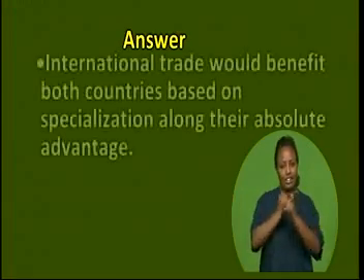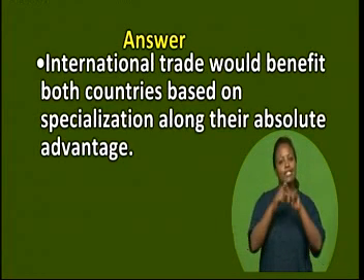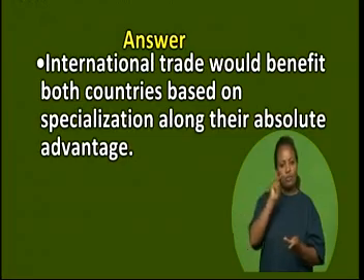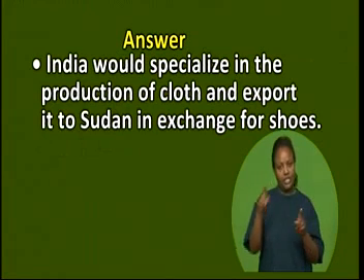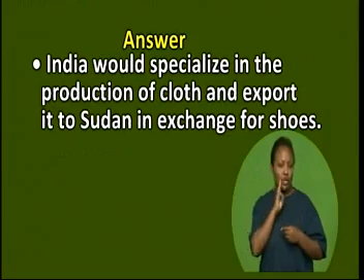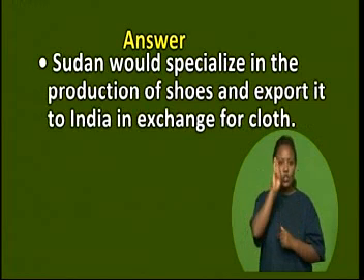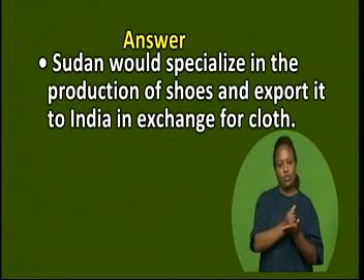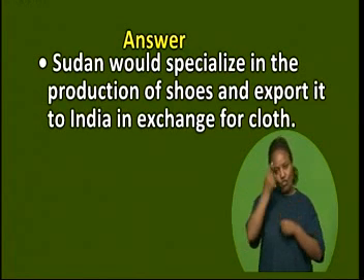I hope you've attempted the question. Compare your answer with the following. International trade would benefit both countries based on specialization along their absolute advantage. That is, India would specialize in the production of cloth and export it to Sudan in exchange for shoes. On the other hand, Sudan would specialize in the production of shoes and export it to India in exchange for cloth.